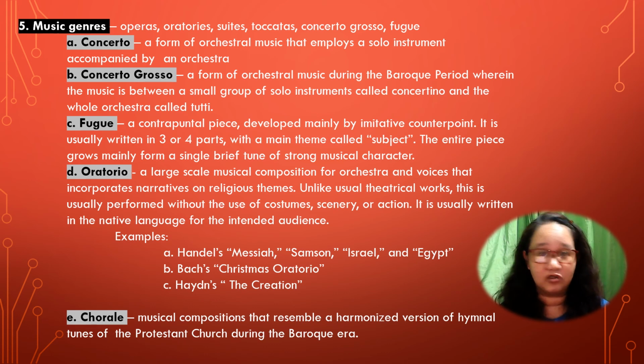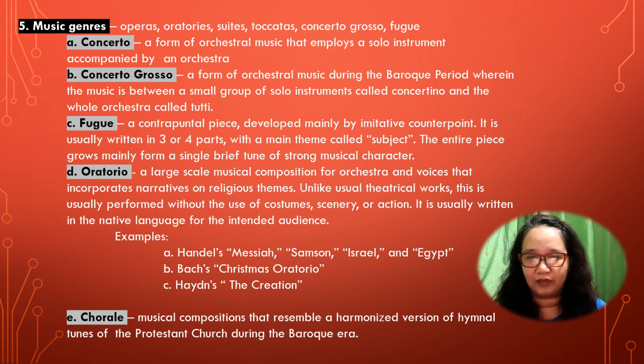Letter B, concerto grosso, which is a form of orchestral music during the Baroque period, wherein the music is between a small group of solo instrument called concertino and a whole orchestra called tutti. Letter C, fugue, a contrapuntal piece developed mainly by imitative counterpoint. It is usually written in 3 or 4 parts with a main theme called subject. The entire piece grows mainly from a single brief tune of strong musical character.